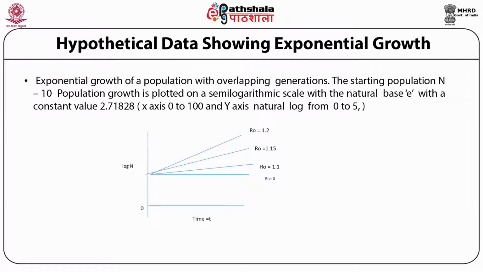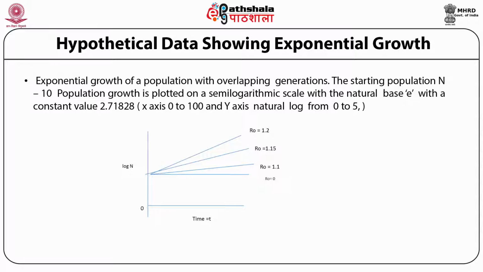Exponential growth of a population with overlapping generations. The starting population N is equal to 10. When the population growth is plotted on a semi-log curve, it will give a straight line with the natural log, e, which has a constant value of 2.71828. The x-axis varies from 0 to 100 and the y-axis, natural log, is given from 0 to 5.